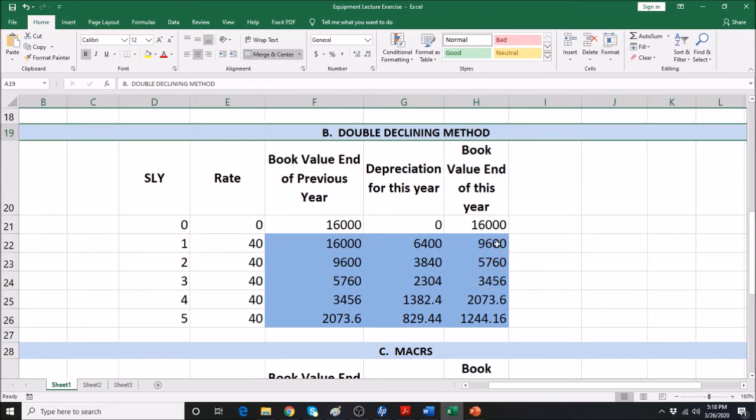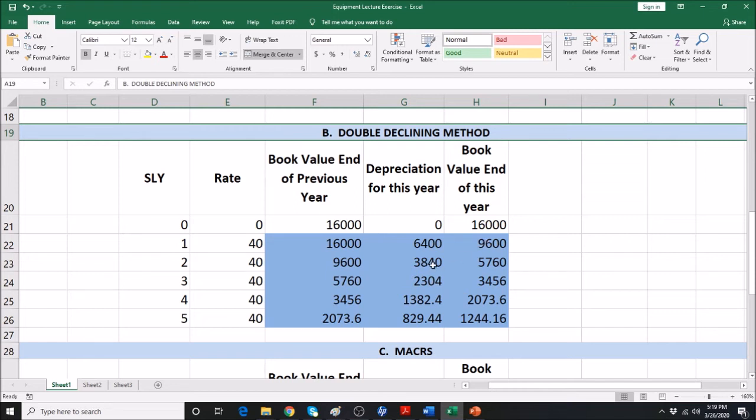So how did we get this value here? It is simply 16,000 minus 6,400, that gives you here. So how did we get this 6,400? That is 0.4, because this is 40%, converted into decimal, which is 0.4 multiplied by 16,000, that gives you this. So to get this value here, it is simply 16,000 minus 6,400.